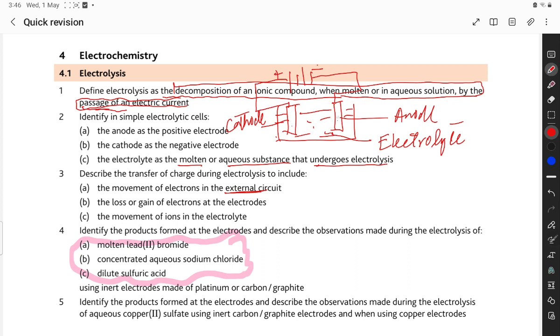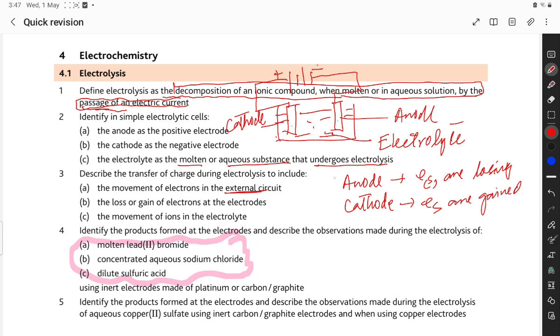At anode, electrons are losing, which travel in the electrical wire, and at cathode electrons are gained. At anode oxidation takes place, at cathode reduction takes place. This is very important to know.